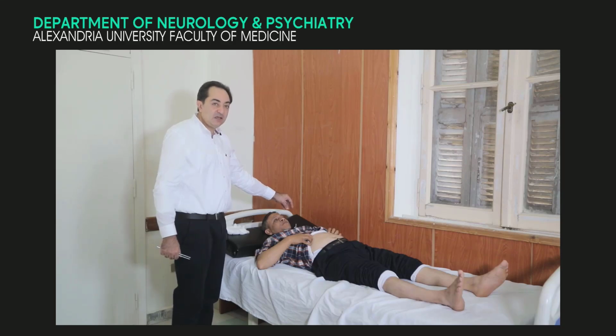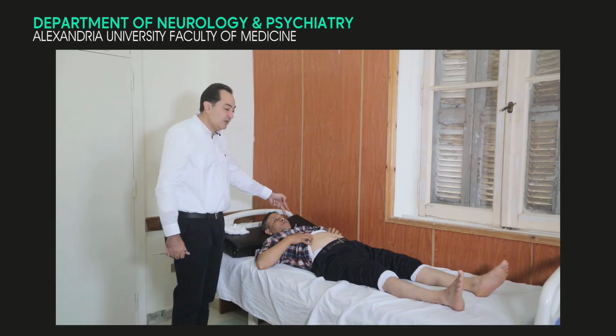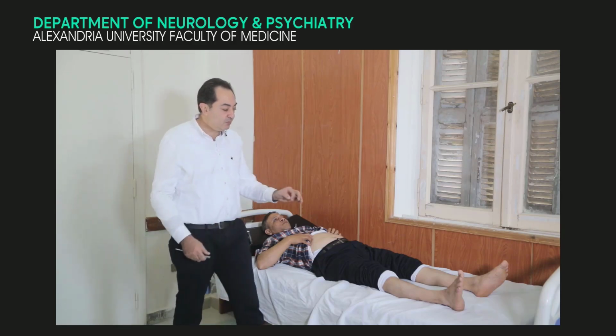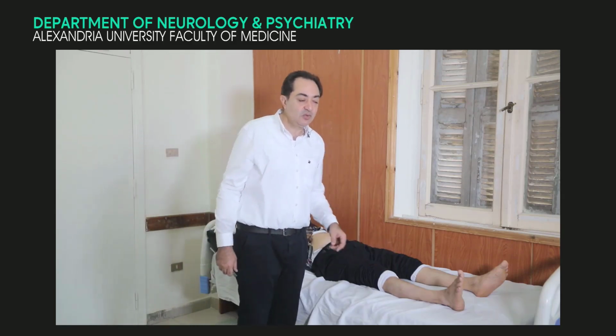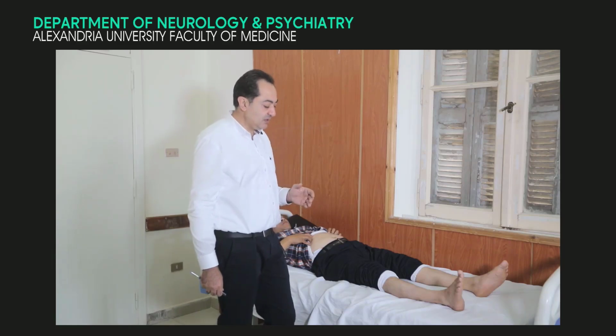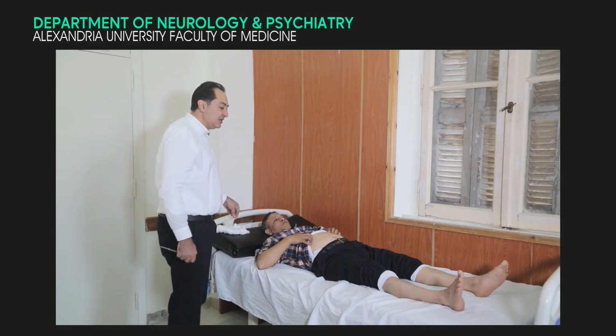The thalamus can feel, but the cortex has more complex functions. So the cortex can feel and the thalamus can feel, but the cortex has more delicate feelings, such as where exactly I pointed, so it's called tactile localization, two-point discrimination, and stereognosis or graphesthesia. First, tactile localization. I will ask the patient where exactly I'm touching him.